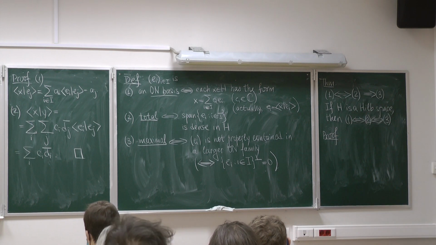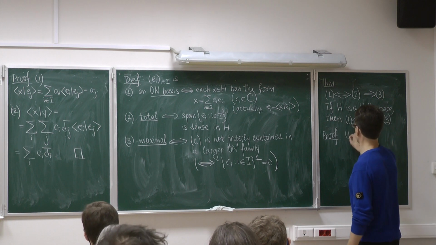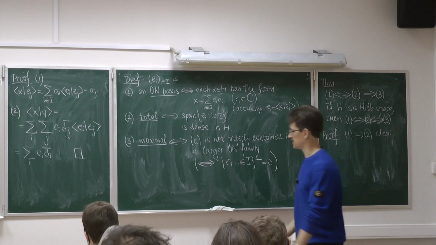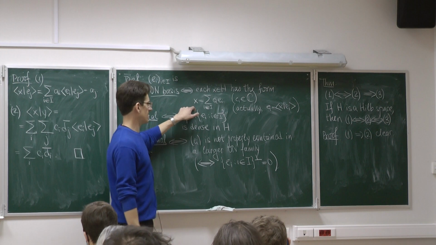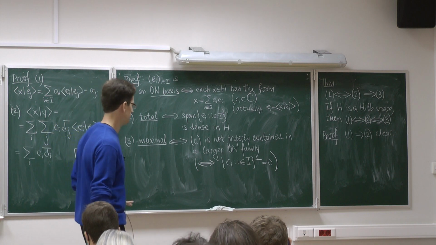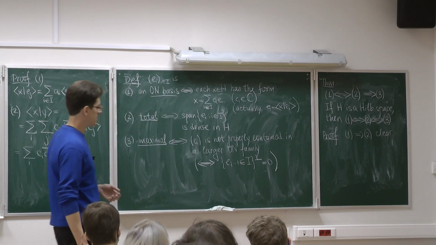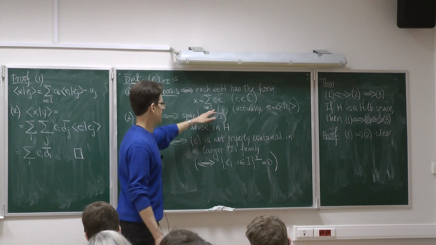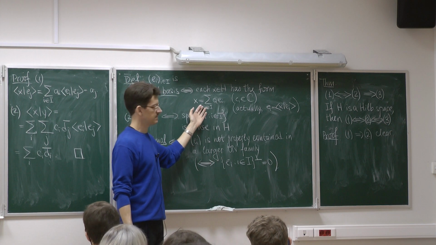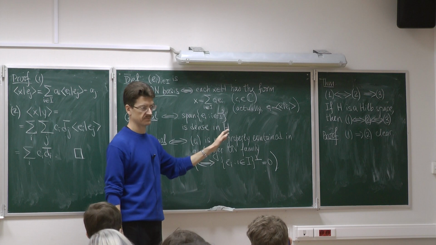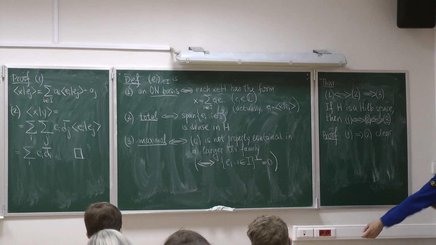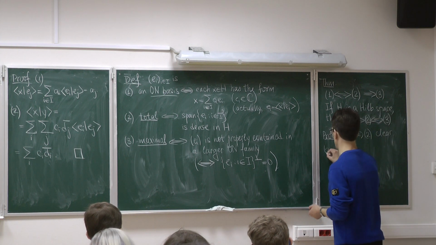Okay, let's now prove this. First of all, it's clear that 1 implies 2. This is clear because if each element x has its Fourier expansion, then if I is finite, there is nothing to prove. It's a finite linear combination. And if I is the set of natural numbers, so if we have an infinite series, then x is approximated by finite sums, and so it lies in the closure of this linear span. So the linear span is dense.